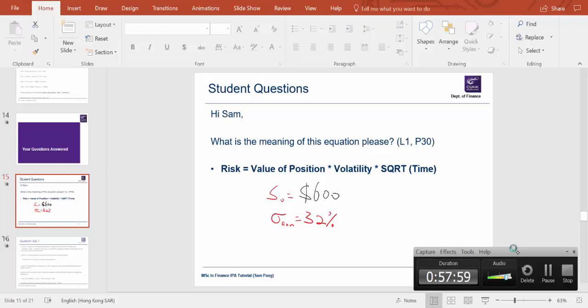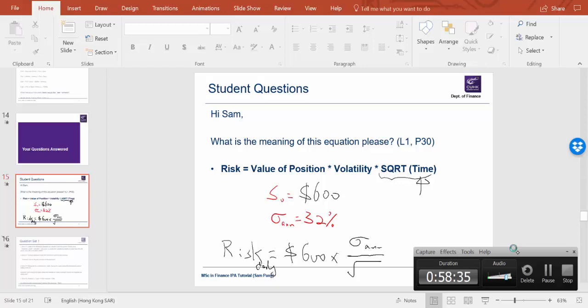If you look at it, let's say this is square root of time, so let's say on a daily basis, what we are saying is that the risk, if you just have one share, would be $600 times the annualized sigma divided by the square root of time. Now, here the square root of time, I'm talking like daily risk.